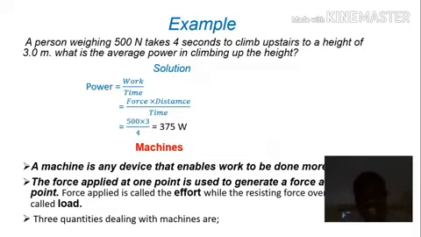The next subheading is machines. What is a machine? Generally, a machine is any device that enables work to be done more easily. In a machine, you apply force at one point, and this force generates another force at another point. The force you apply is called the effort.